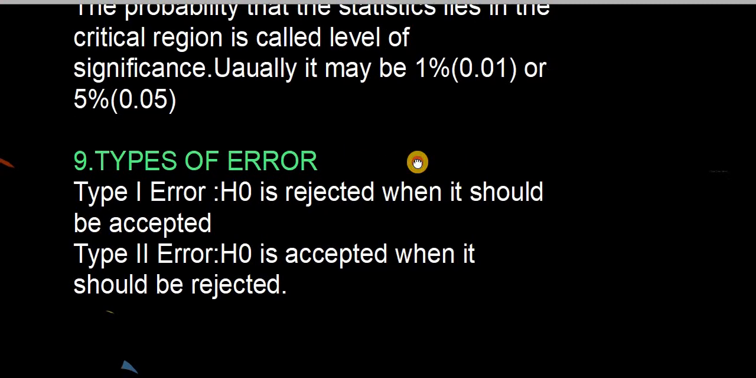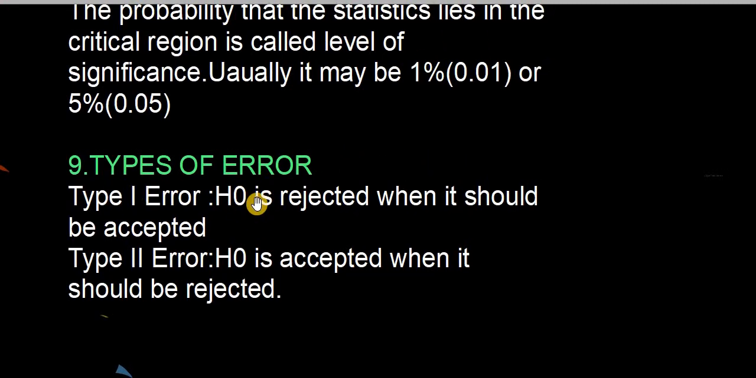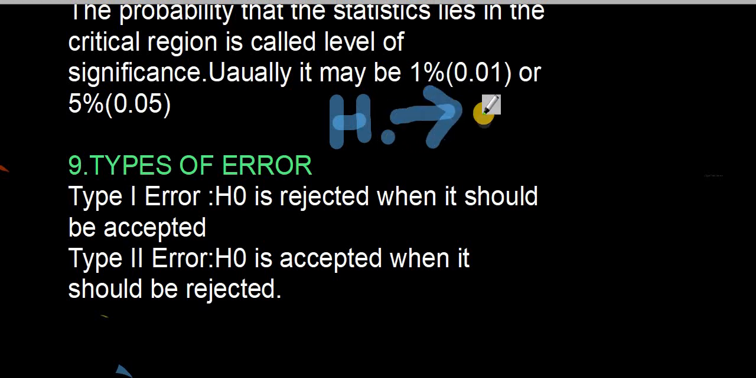The next one, of course the last one, is types of error. The H naught is rejected when it should be accepted. H naught means what? Null hypothesis, we say.